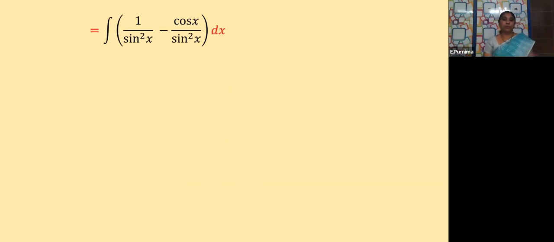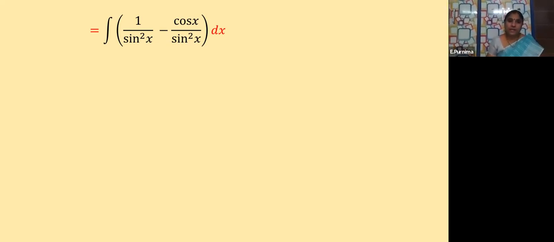So what to do now? 1 by sin square x is what? Sin is reciprocal to what, children? Sin is reciprocal to cosecant, yes? So 1 by sin square x means what now? It is nothing but cosecant square x. Here cos x by sin square x I am writing as cosecant x into cot x. How did I get that? So let us see how you get that step.